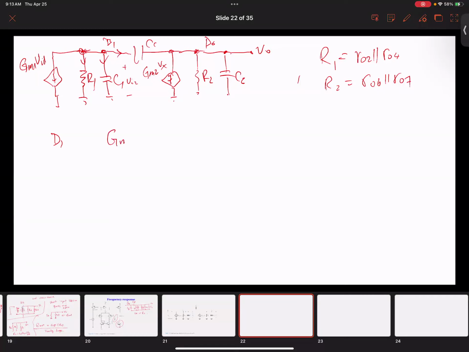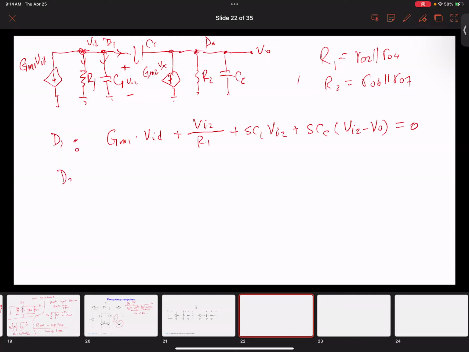So we can have GM1 times VID, which is 1 current, plus, let's call this VI2, right? From the capacitance that we have, VI2 divided by R1, and then plus the current in C1, which is SC1 times VI2, and then plus the current in CC, which is SCC times VI2 minus VO. And the whole thing is equal to 0.